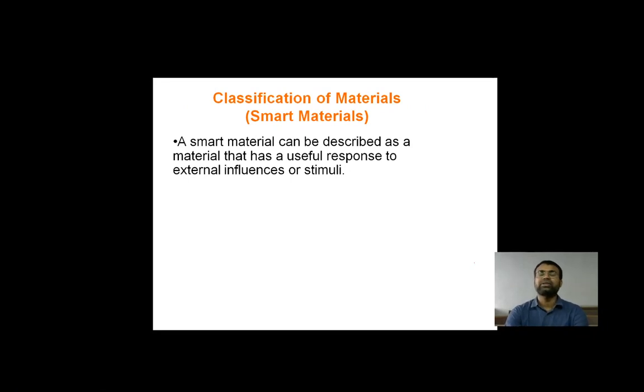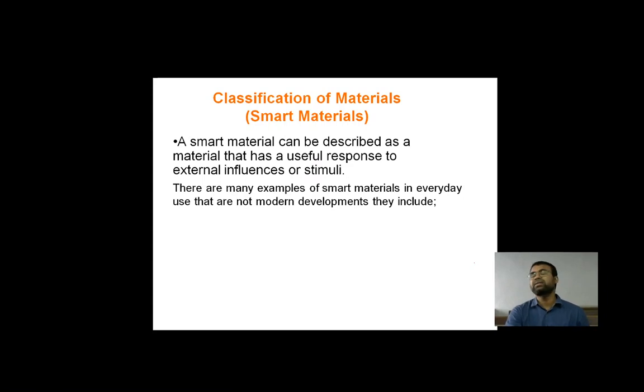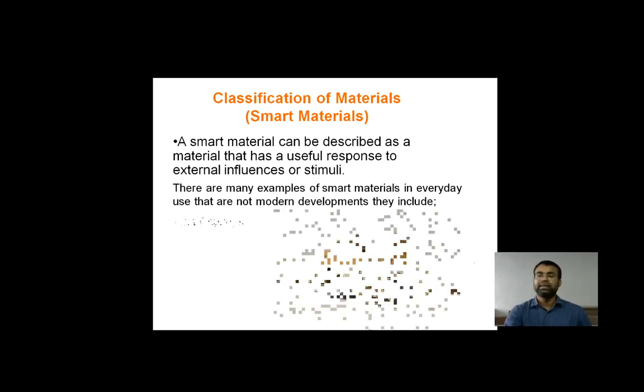Now, moving on from the classification to smart materials. Smart materials play a very vital role, and a smart material can be described as a material that has a useful response to an external influence or stimulus. These particular smart materials sense the condition and adapt themselves according to the condition. There are many examples of smart materials in everyday use and in modern development.